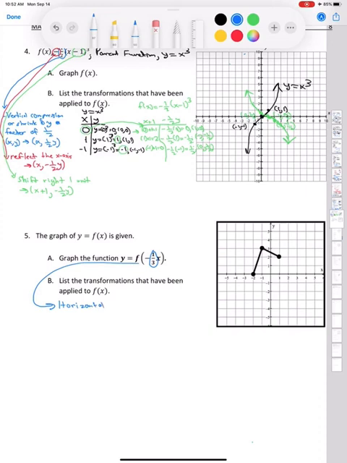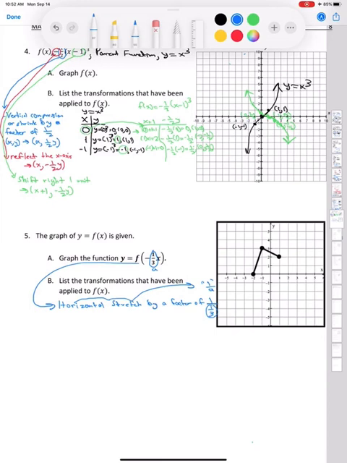Right, whenever it's less than 1, you've got a stretch. And how do you stretch it? By a factor of 1 over 1/3. It's always 1 divided by the value of a, 1 over a, when you're doing horizontal stretch or shrink for that matter.